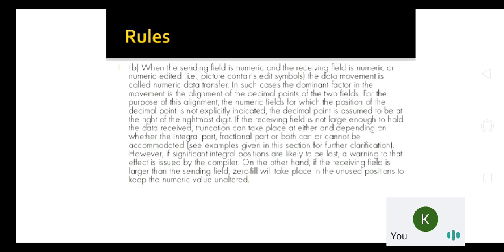So depending upon the sending field and receiving field sizes, we have two options. Either it will truncate or else it will zero fill. Zero fill will happen when the receiving field size is the highest one. Whereas if the receiving field size is the lowest one, then surely you will have truncation. So that's a very important point here.